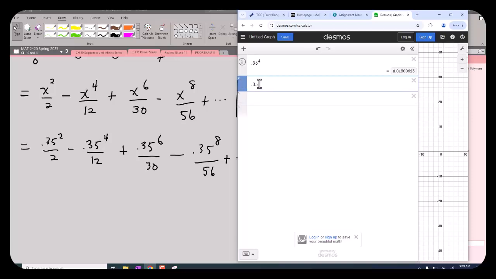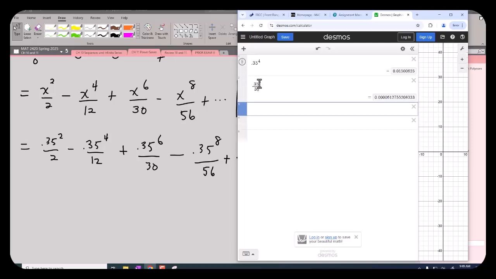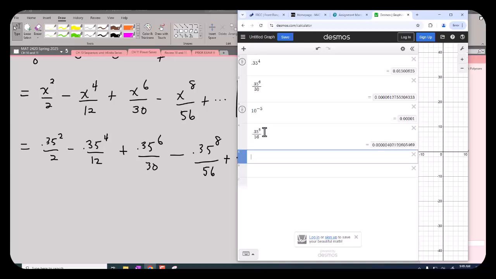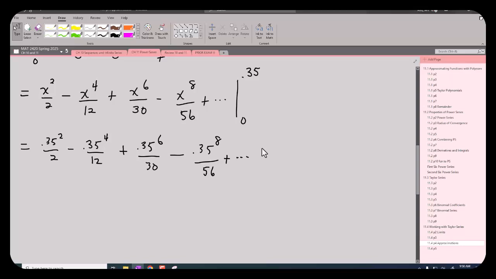0.35 to the 6 divided by, I guess I didn't divide the other one. I can't even count the decimal places on there, so I've got to do this. So we've got 4, 1, 2, 3, 4, so it's still not less yet. So it looks like it's going to be 0.35 raised to the 8th power, all divided by 56. And that's definitely, we have 5 zeros there, so yeah, that's less. So that 8th power, that's the first term under 10 to the negative 5.